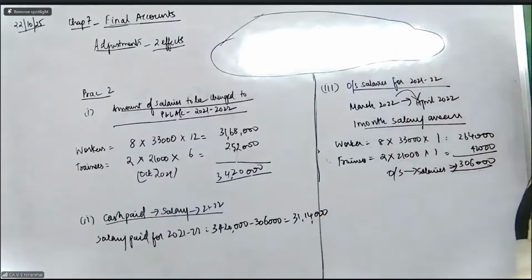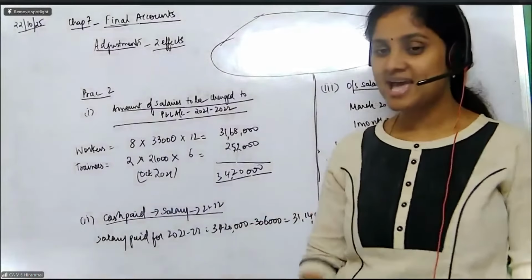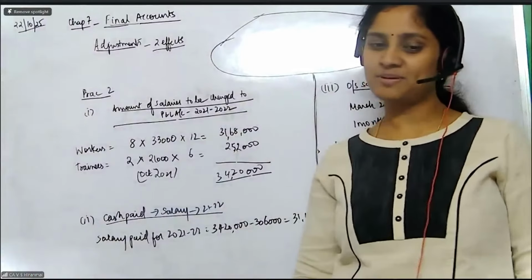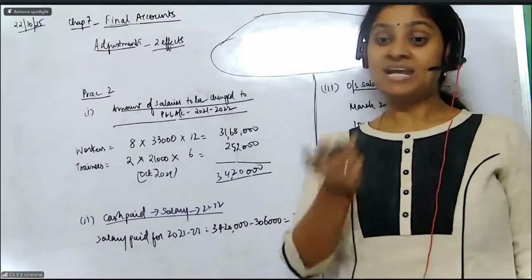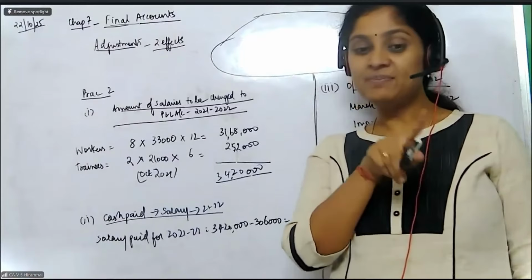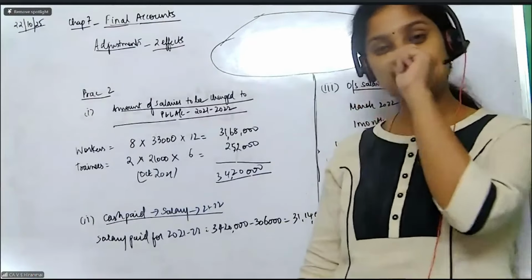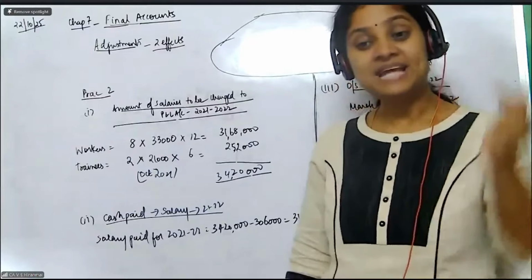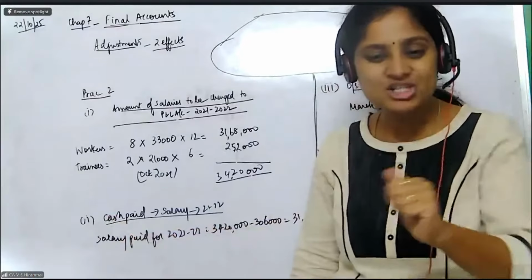Good. But my dear students, cash paid is asked. Should I add something else? Are we missing something? Can you tell me? Think a little bit and tell me. Madam, last year March 2021 salary will be due in this particular year. So last year 1 month salary will be due, that I paid in the current year. So here they are asking how much cash you paid.